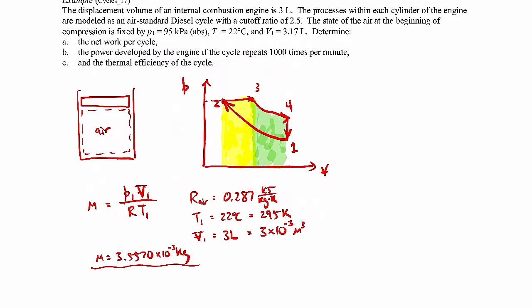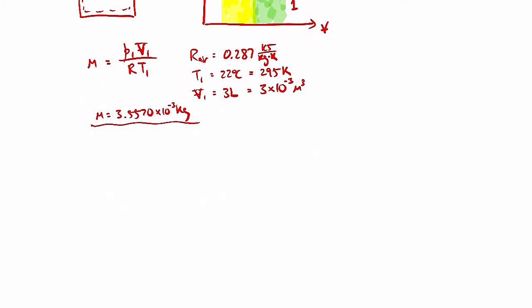The next thing that we'll do is determine the properties at the various states. Because when we try to find the net work in the cycle, we're going to have to use the first law. And the first law involves the specific internal energy, and it'll also involve the specific enthalpy for a diesel cycle. So we're going to want to determine all of these values at the various states. So let's do that.